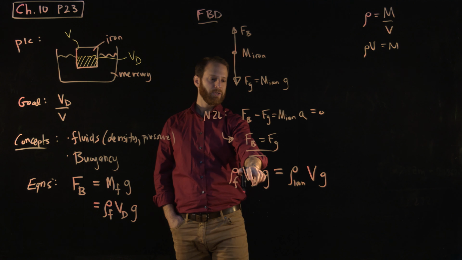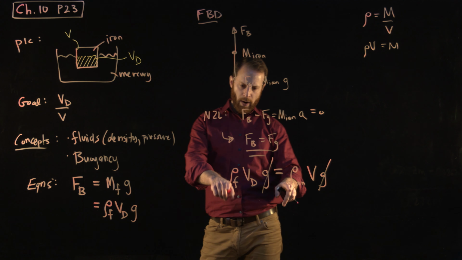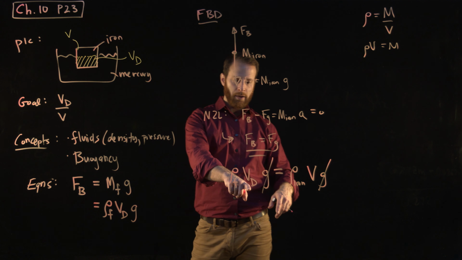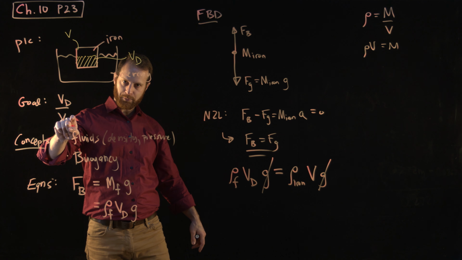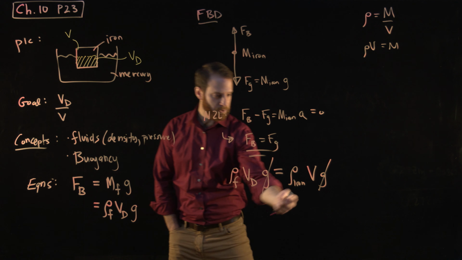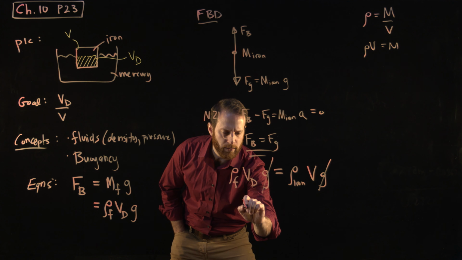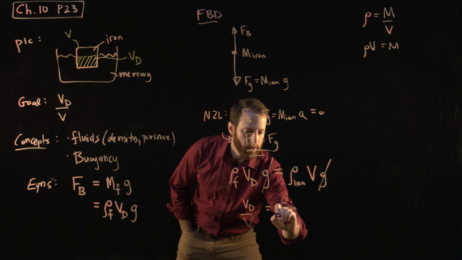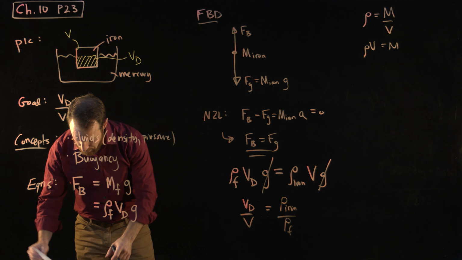As oftentimes happens, the G will end up canceling. And what you're left with is an equation that involves rho F, rho iron. Those are numbers we can look up. And then we've got a VD and a V. And remember what our goal was, to get the ratio of displaced volume to full volume. So now we can do it. Let's go ahead, and if we want to get VD over V, let's divide by V on both sides and divide by the density of the fluid. That would tell you that VD over V, this is what we want, is equal to rho iron over rho of the fluid. In other words, the density of the mercury.